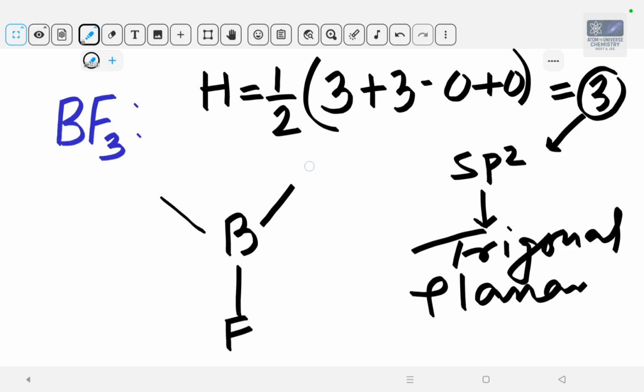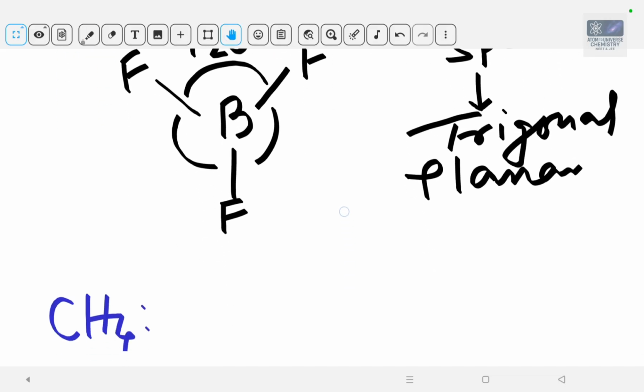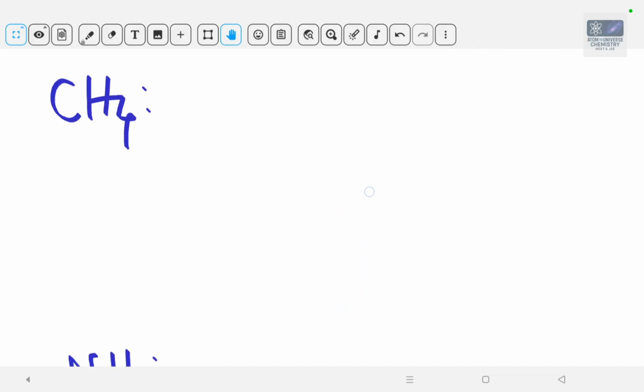It is actually in plane structure, and the angles in between are 120 degrees. Okay, next we come to the next example, that is CH4.